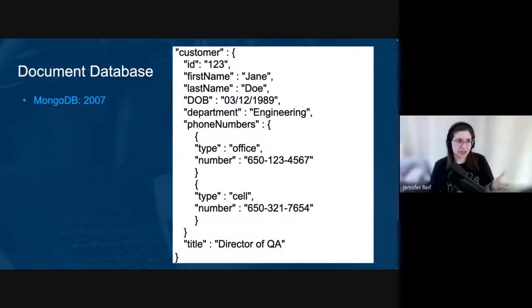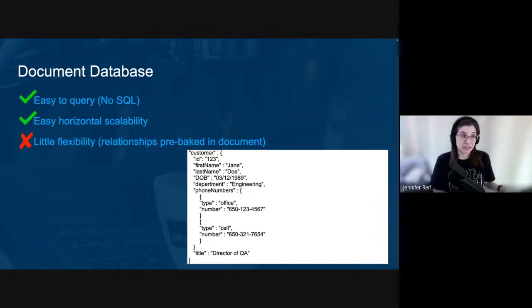Then the document database came along. MongoDB made this famous in 2007 when they opened their MongoDB product. This is a document database, so it's structured as a nested JSON with properties and values and lots of nesting substructures, if you will. Compared to relational databases, this was pretty easy to query.